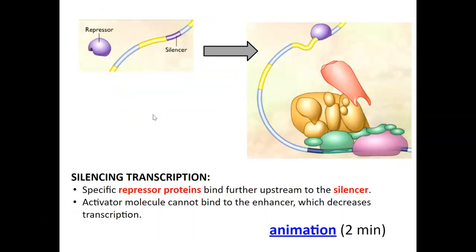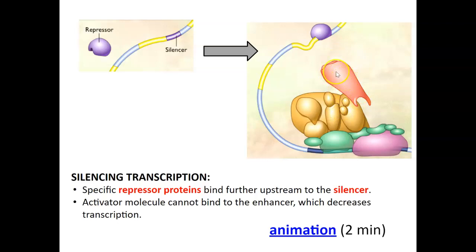The repressor does the opposite. It binds to the silencer region, and what it does is it blocks the activator from binding. So in this particular picture, here's RNA polymerase shown in this pink color. These green ones are the transcription factors, general transcription factors. These gold proteins are the mediators or co-activators. And then this is the activator itself.